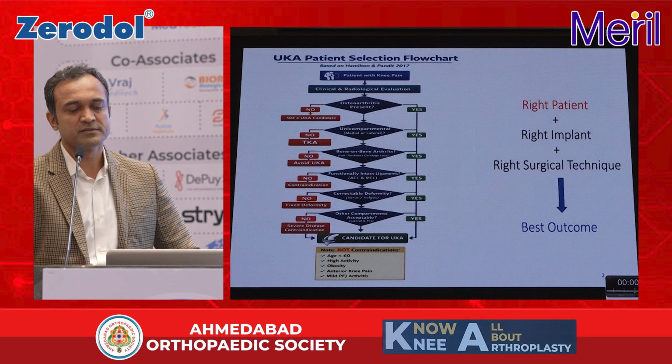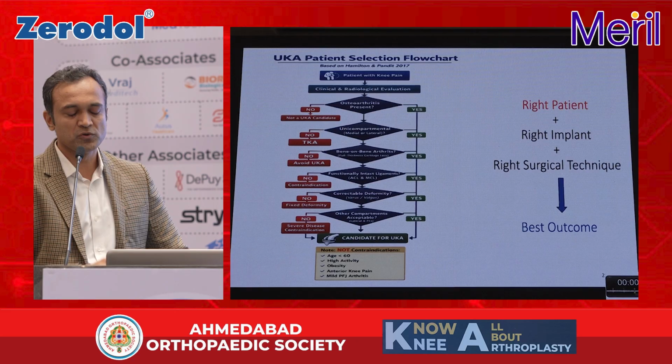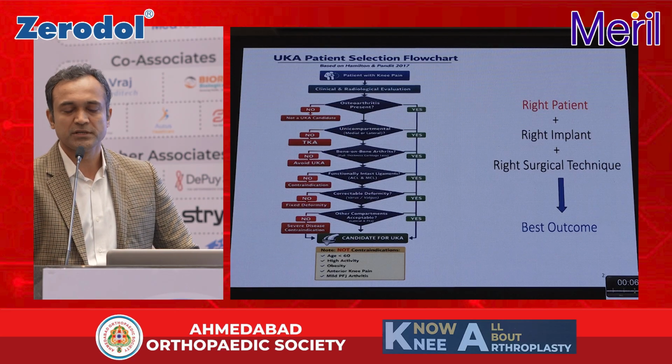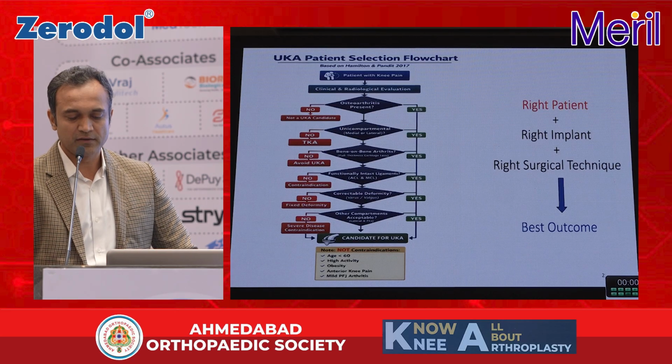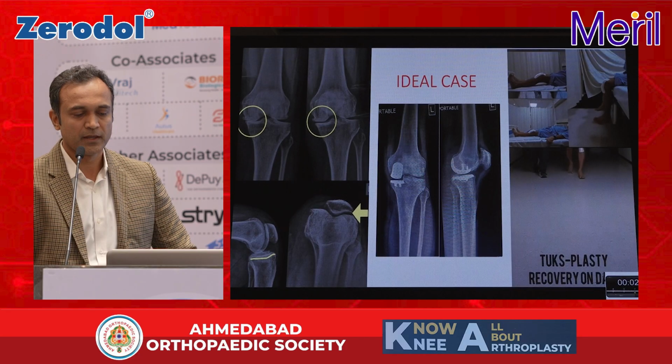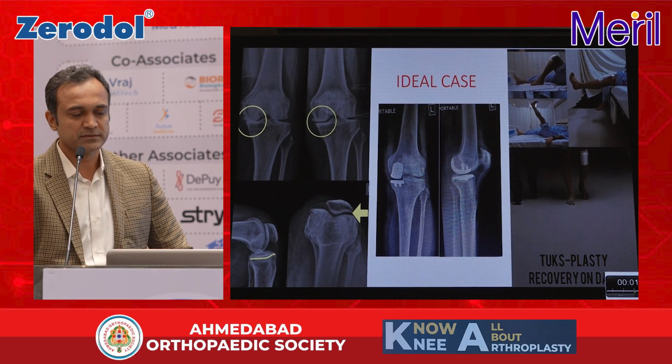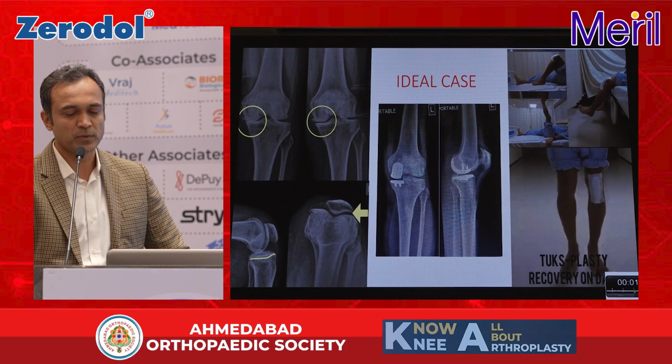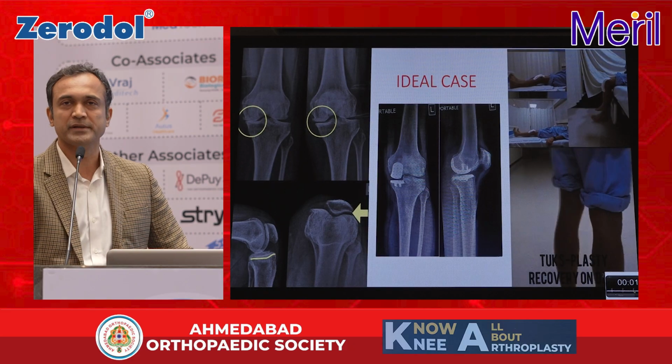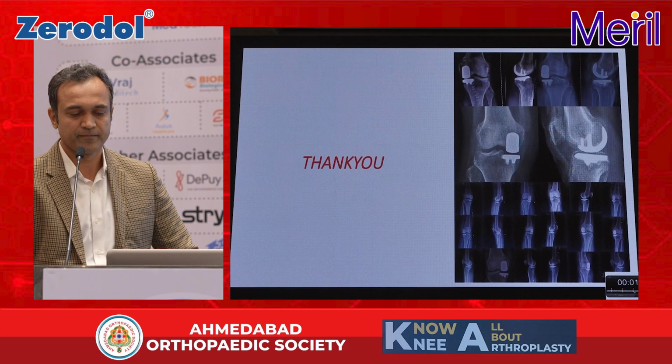This is the UKA patient selection flow chart. If you follow all this, then with the right patient, right implant, and right surgical technique, we can give the best possible outcome. I'm just showing an ideal case. This is a pre-op X-ray, a post-op X-ray, and this is the recovery that you can expect in a patient after UKA surgery. Thank you so much.